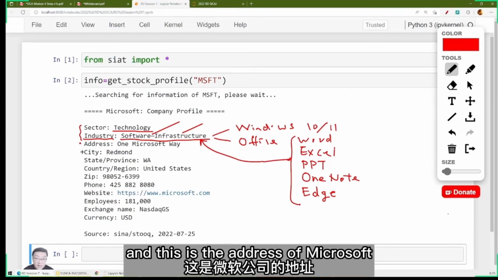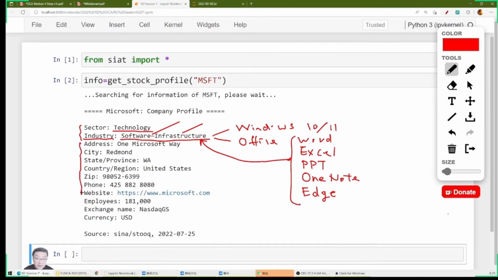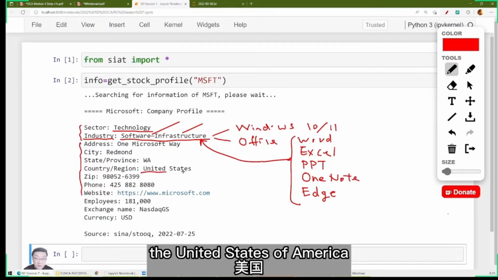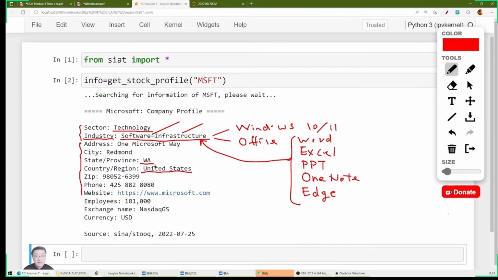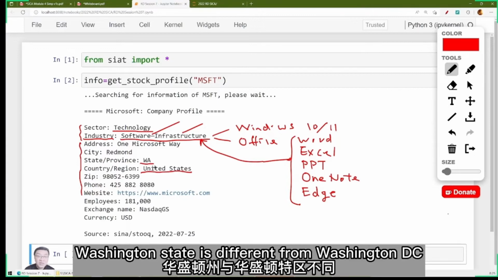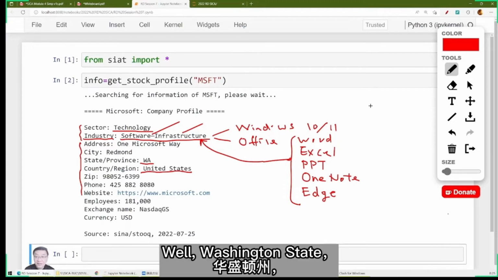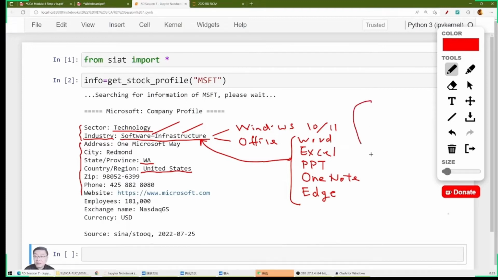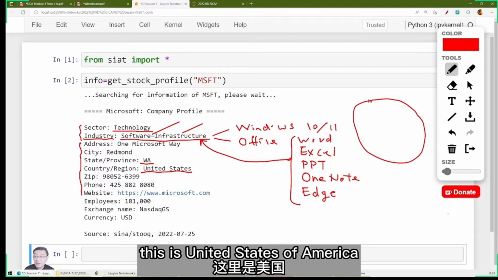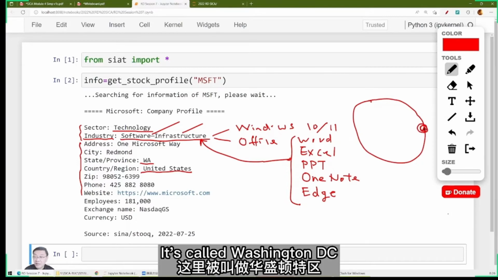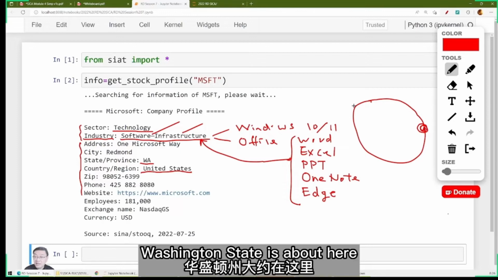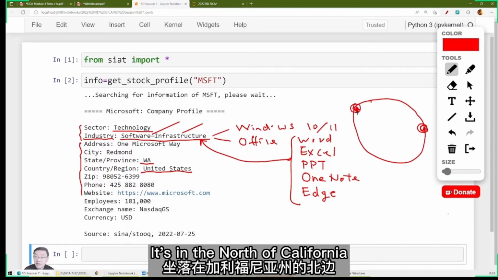And this is the address of Microsoft. It's in the United States of America. WA means Washington State. But please be aware, Washington State is different from Washington, D.C., right? Say, for example, this is the United States of America. Washington, D.C. is about here. Washington State is about here, in the north of California.